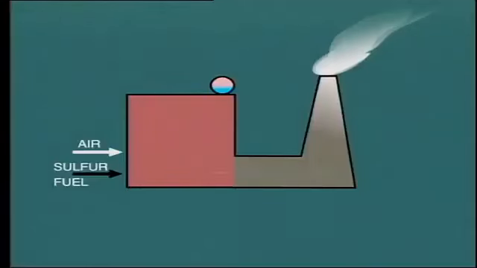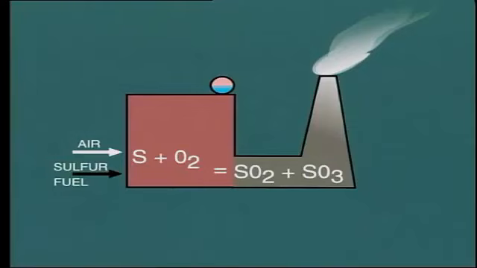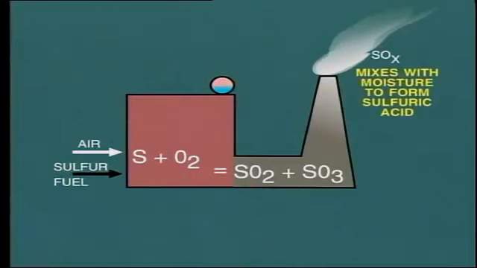Sulfur oxides, SO2 and SO3, will be present in the flue gas if the fuel being burned contains sulfur. The SOx is produced by the combustion of the sulfur with oxygen contained in the combustion air. When the SOx discharges from the chimney to atmosphere, it mixes with moisture, and as this cools, it may form sulfuric acid and contribute to acid rain.